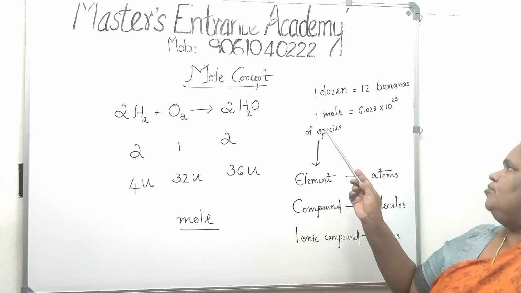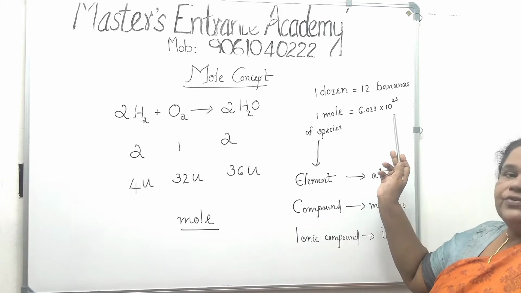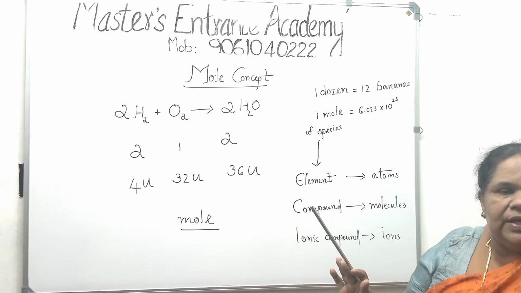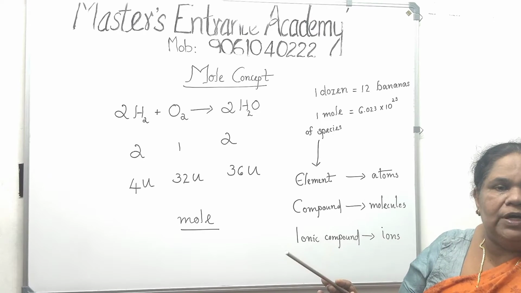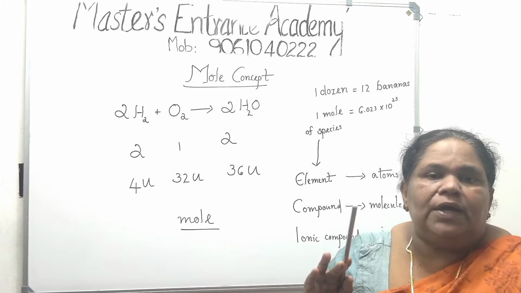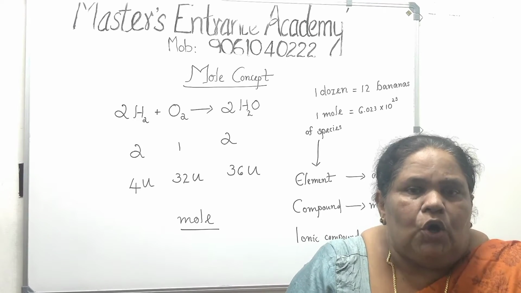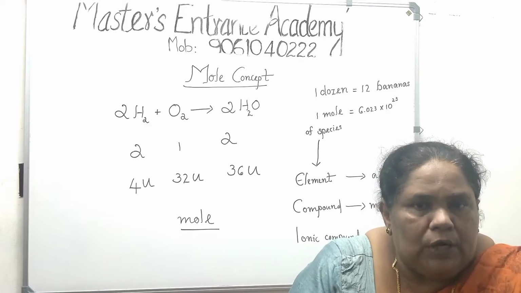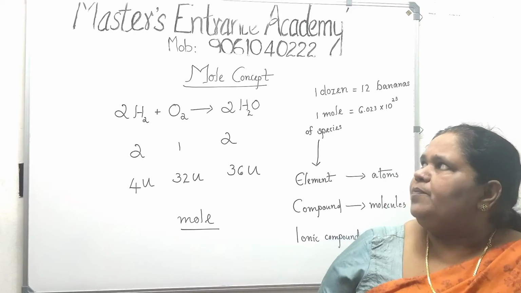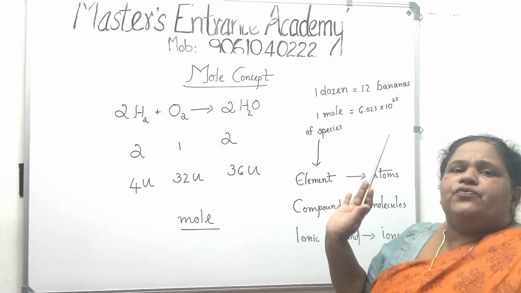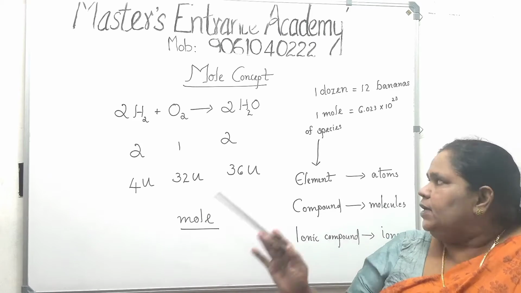That fixed number is 6.023 into 10 to the power 23. The name is Avogadro number, from the name Amedeo Avogadro, who was the discoverer of the mole concept. Then listen, 1 mole of species contains Avogadro number of particles.